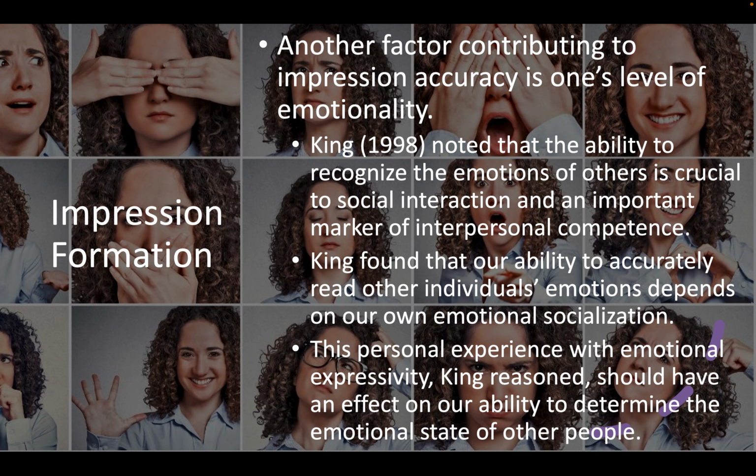Another factor contributing to impression accuracy is one's level of emotionality. King noted that the ability to recognize the emotions of others is crucial to social interaction and an important marker of interpersonal competence. King found that our ability to accurately read other individuals' emotions depends on our own emotional socialization. This personal experience with emotional expressivity, King reasoned, should have an effect on our ability to determine the emotional state of other people.